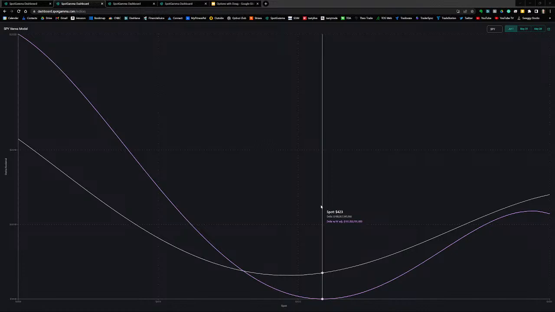All right, so Floyd's Garage asks, do you look at skew? And yes, I do. And right now, skew is trading higher than it has been in quite a while, and that provides a very good advantage for selling.